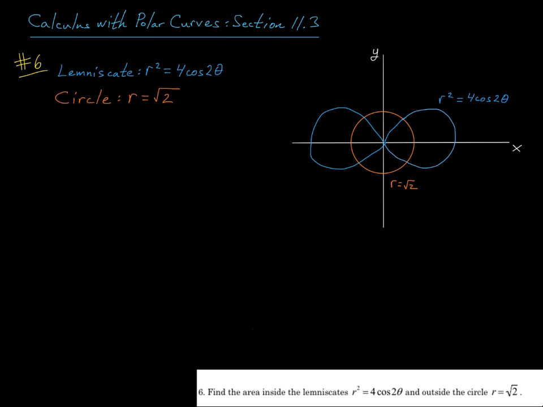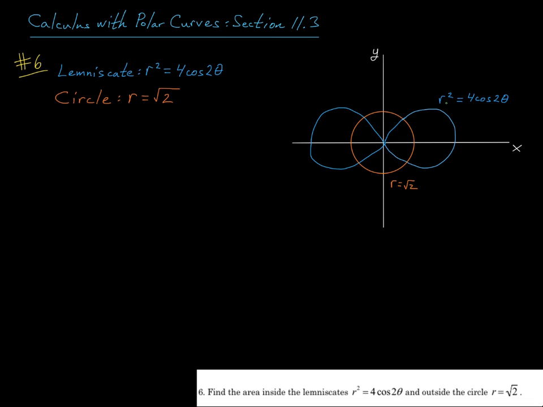Okay, question 6 says, find the area inside the lemniscate r squared is equal to 4 cosine of 2 theta, and outside the circle r is equal to the square root of 2. Okay, and you can see here in blue is our lemniscate curve, and in orange we have our circle.